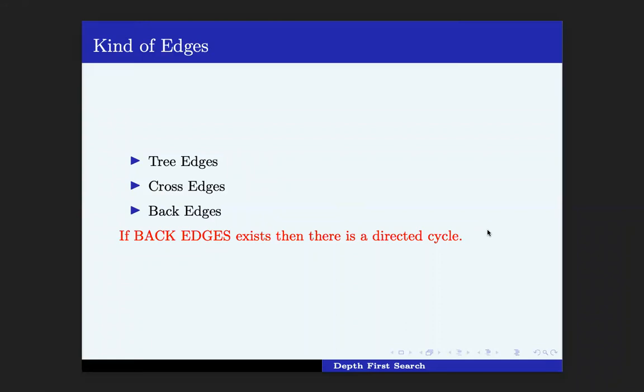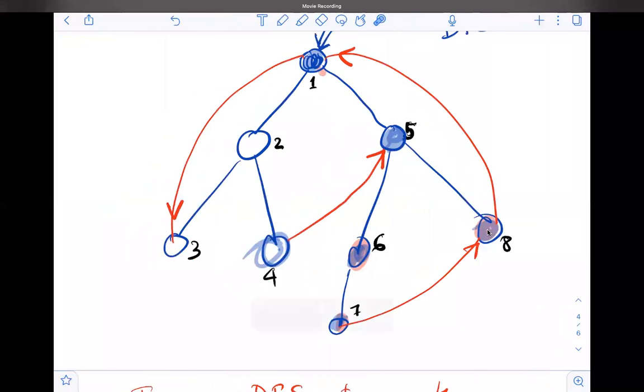Now, this is another thing. What happens if there is a back edge? So I continue and I find a back edge, something like this. This immediately shows that, oh, that means there exists a cycle. I have found a cycle. So this is an algorithm using which you can try to find a cycle. If I give you a graph and I tell you, go and find a cycle.